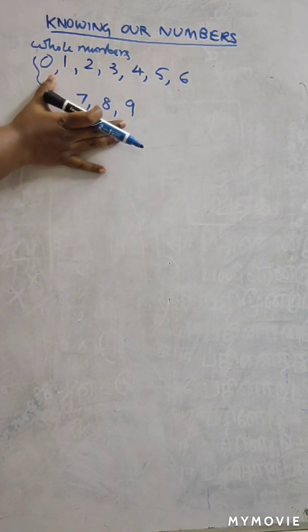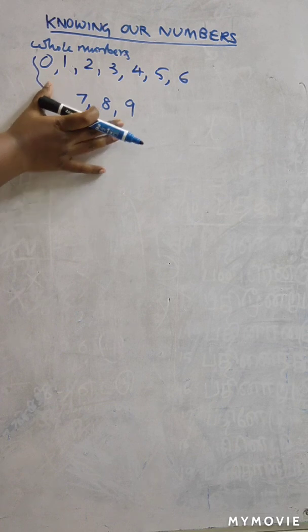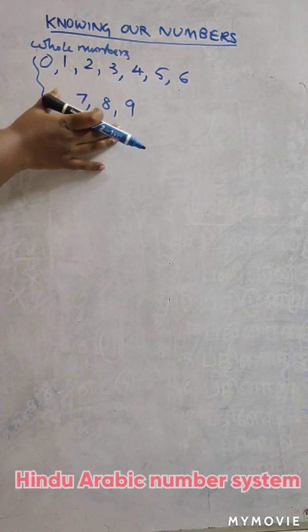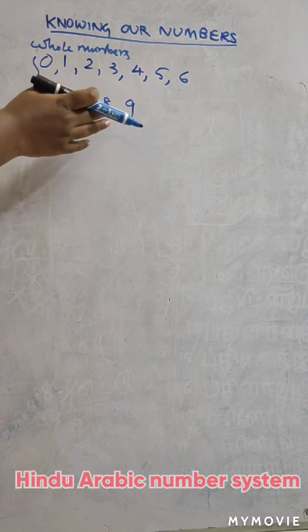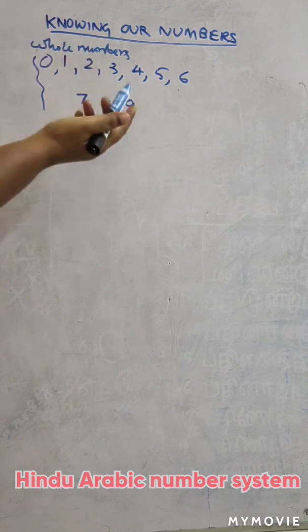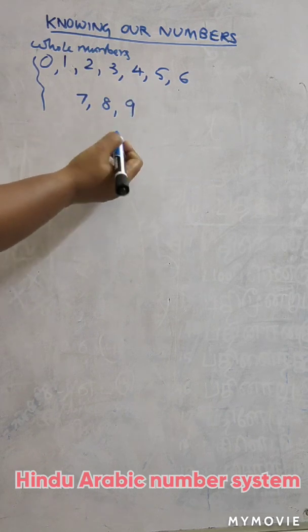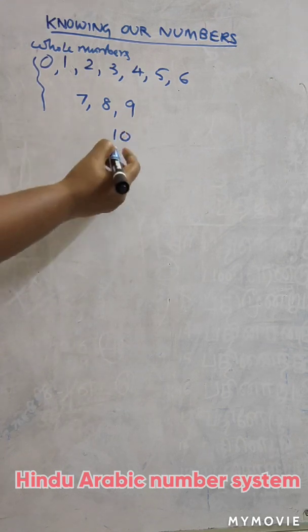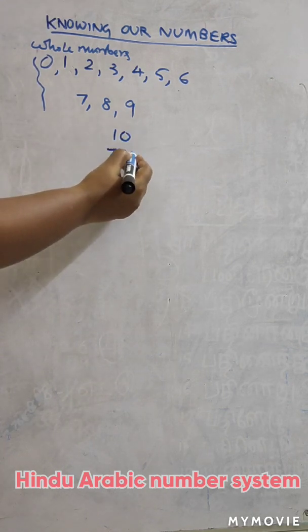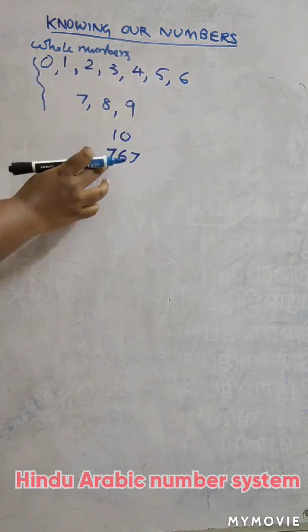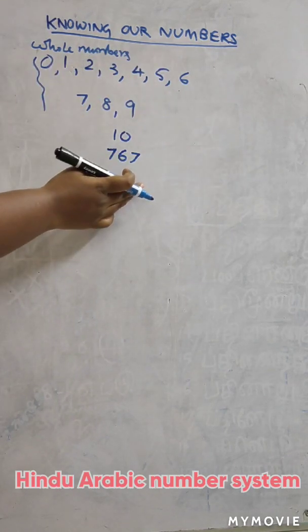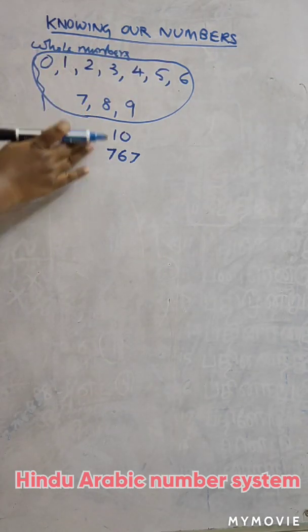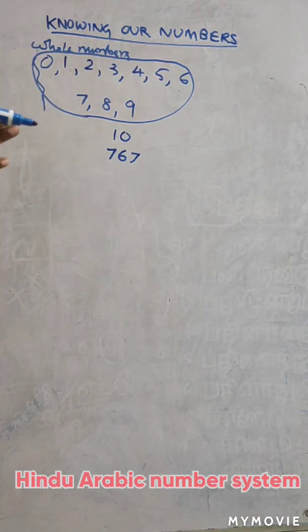So from 0 to 9 we have a set of 10 digits. This is the Hindu-Arabic system of numeration that we use in our country. Using these 10 digits from 0 to 9, I can make any number. Suppose after 9 it's 10. How did I make 10? I took 1 and 0, that's how 10 is made. If I take 7, 6, 7, that means I have taken 3 digits and formed a number. Like that, you can take any digits out of these 10 digits and start forming the numbers.